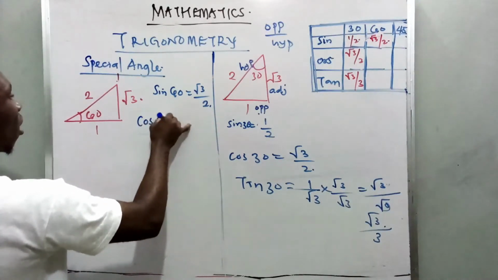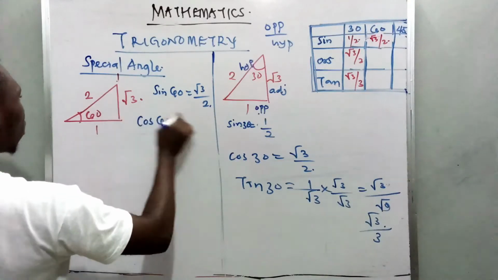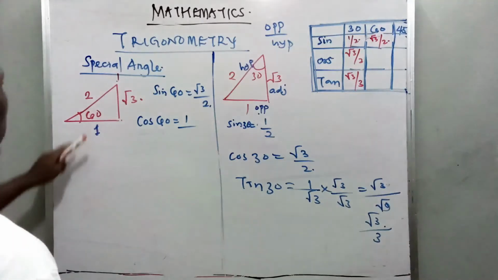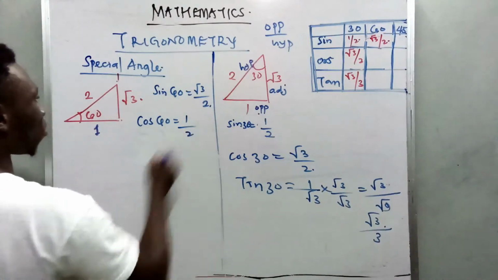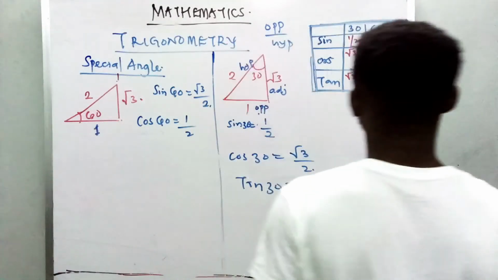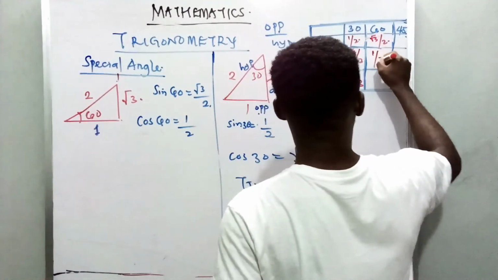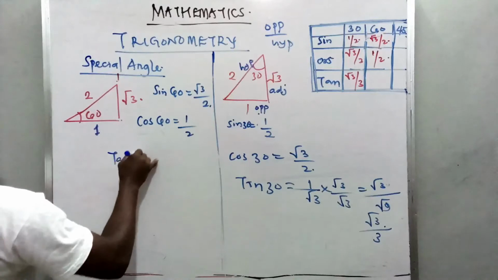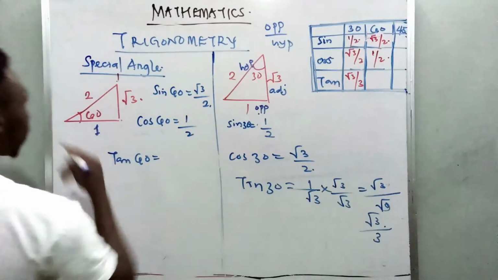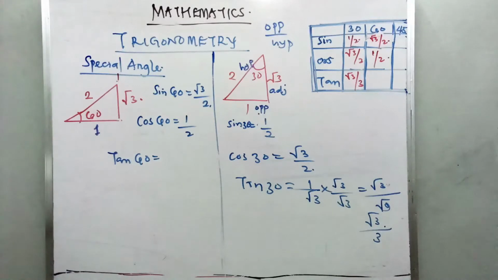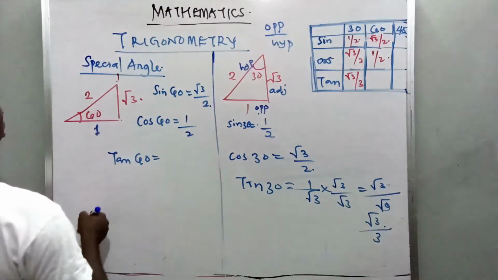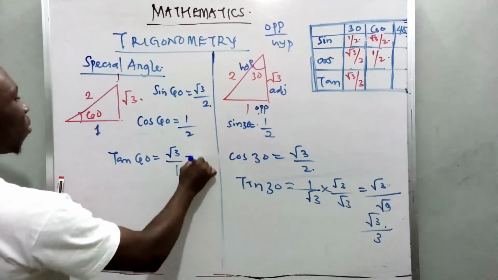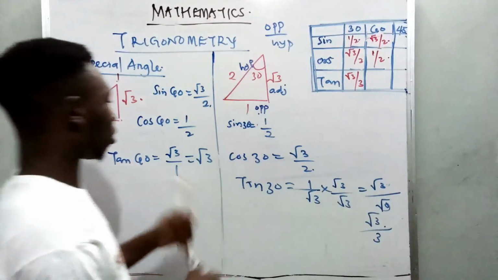So continuing, cos 60 here is equal to 1 over what? 2. 1 over 2. Pay close attention, then find your what? Tan 60. Tan 60 is going to give us what? Root 3 over 1, that is equal to root 3.